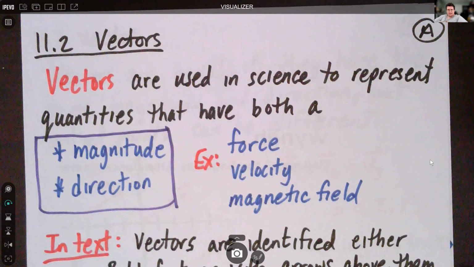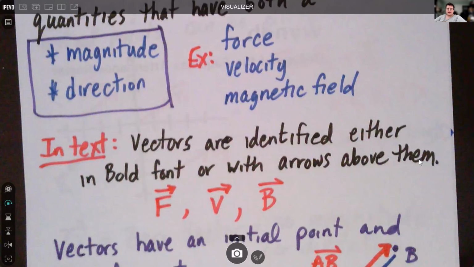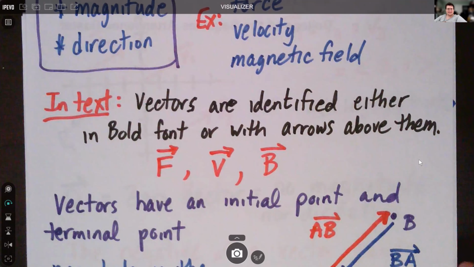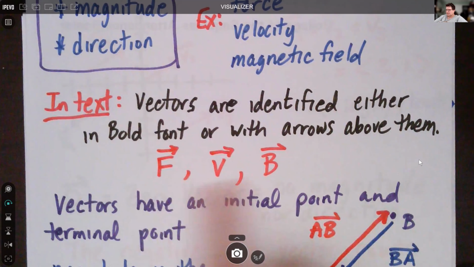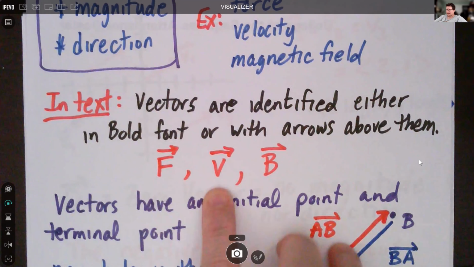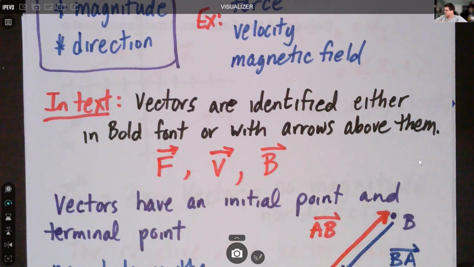Something that has both a heading and the magnitude is the strength or length of the vector. In textbooks, you'll often see it. Vectors are identified either in bold font or with arrows above them. The common way is with an arrow. This is force, this is velocity, this is magnetic field. I tend to do it where I don't have the bottom of the arrow. The bottom of the arrow makes it easier to draw above the things without making it look awkward.